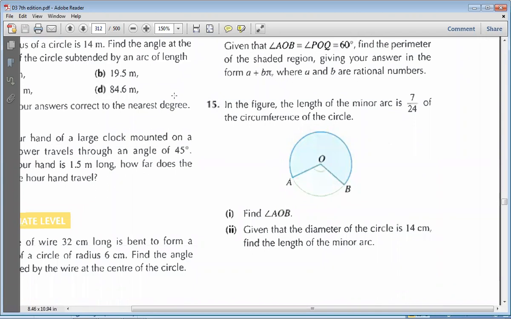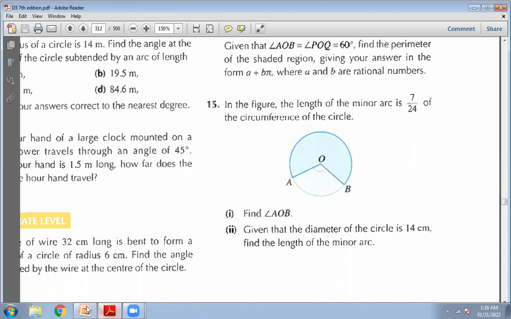The length of the minor arc is 7 by 24 of the circumference. You know the circumference formula is 2 pi r. So the minor arc is 7 by 24 of the circumference of the circle. So the first question is to find the angle AOB. The angle AOB is the question to us. Okay, so I remember this ratio. Let me show you.